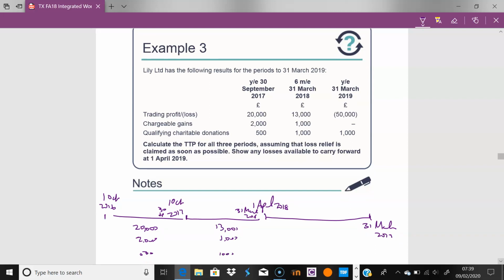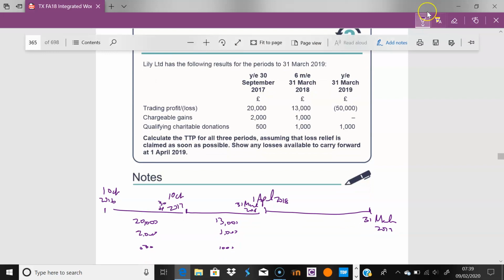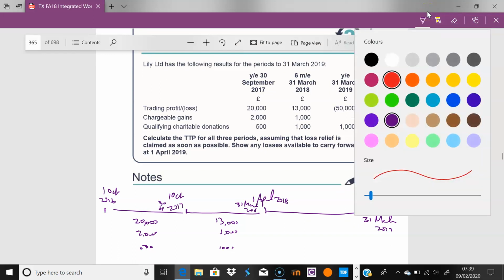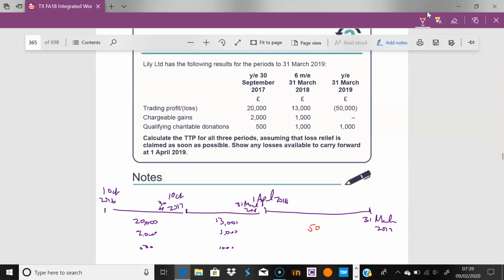I'll just give myself some more space and change my pen color here. And what we have is a loss of 50,000. Well, I can't use it against any other income. There's nothing going on here. I can't make my loss any worse, so automatically that's wasted. That 1,000 qualifying charitable donation as a deduction is gone. I can't do anything with it.